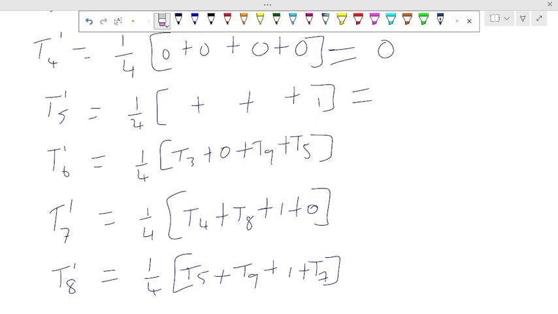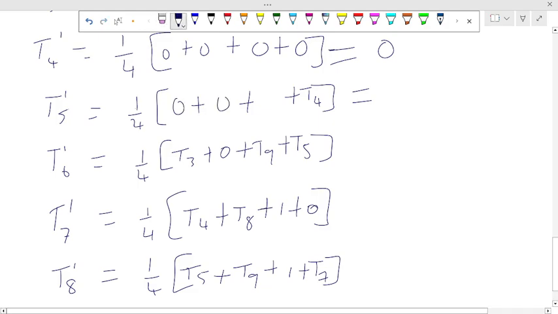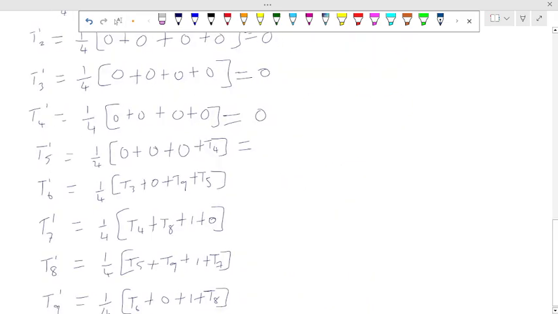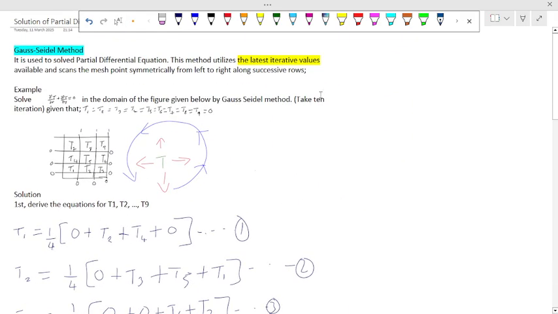Let me say this right here. Exactly, I have to say this now. So this is 0, right? 0, 0, 0. Now T4. Please note, for T4, we are looking at the latest iterative value.